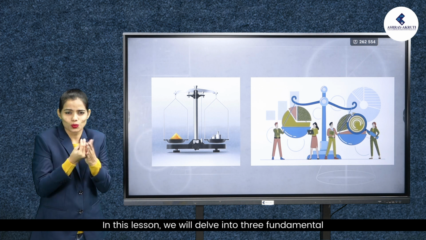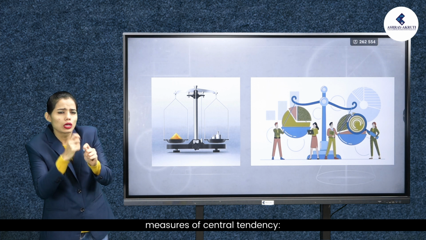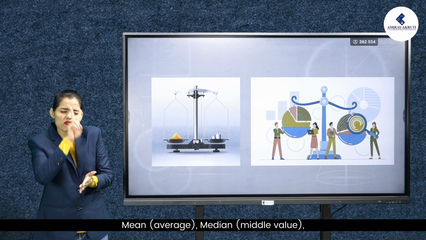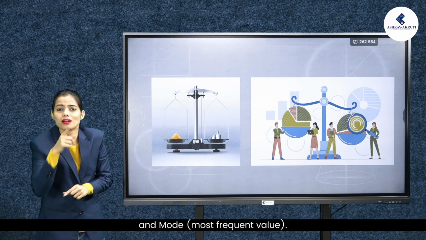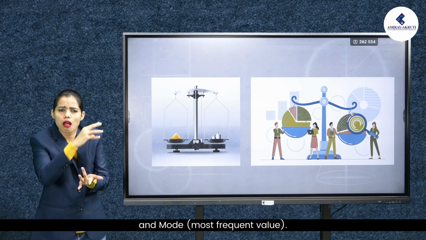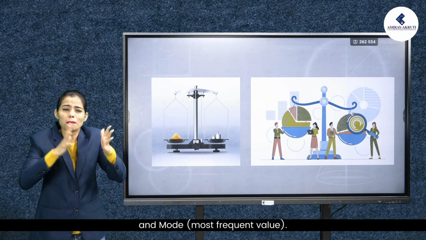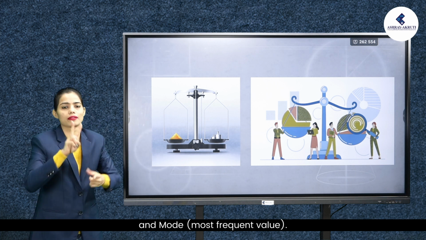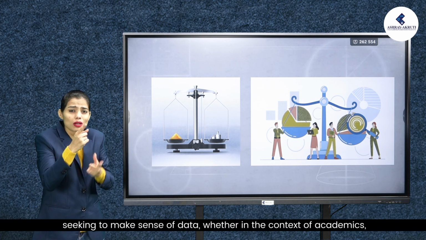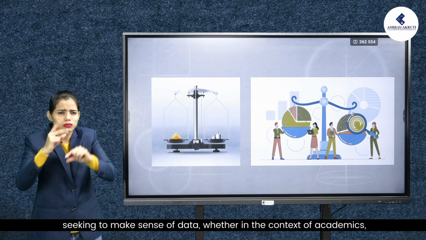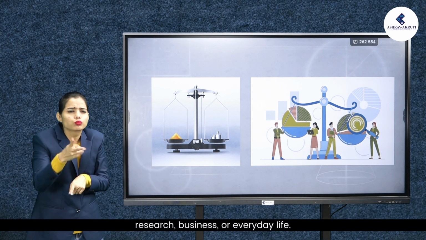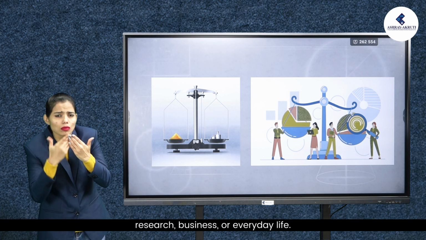In the lesson, we will delve into three fundamental measures of central tendency: mean (average), median (middle value), and mode (most frequent value). These measures serve as essential tools for anyone seeking to make sense of data, whether in the context of academic research, business, or everyday life.